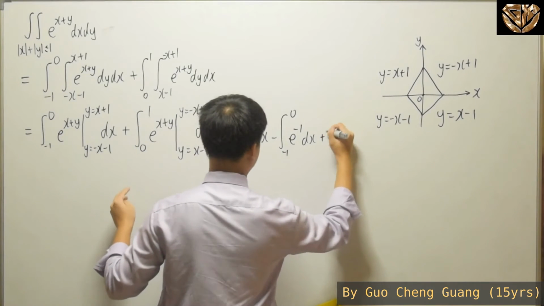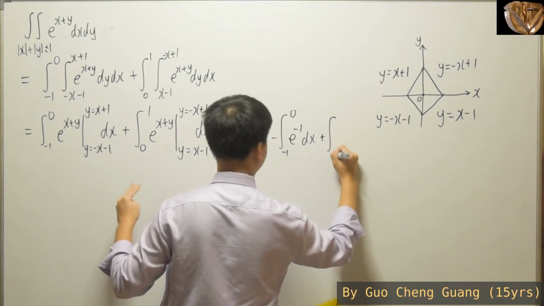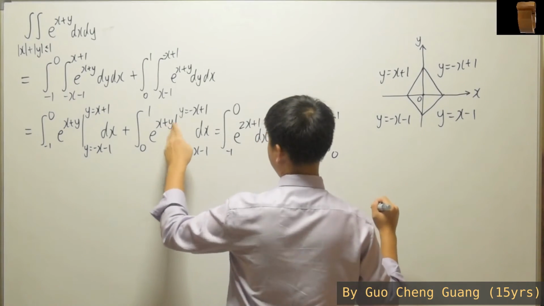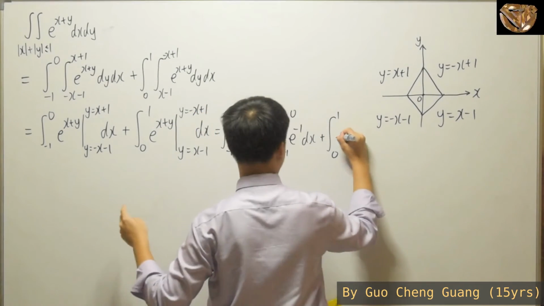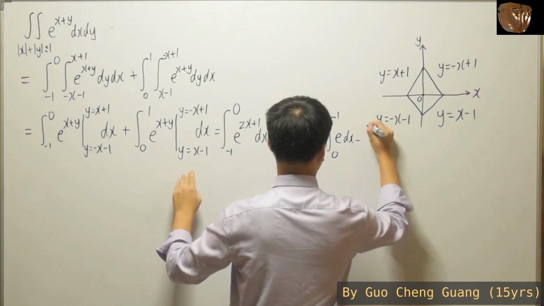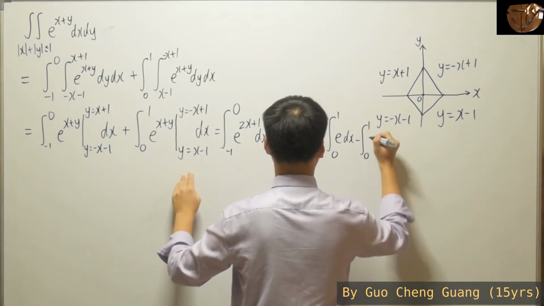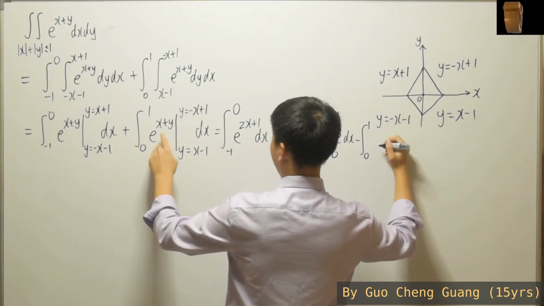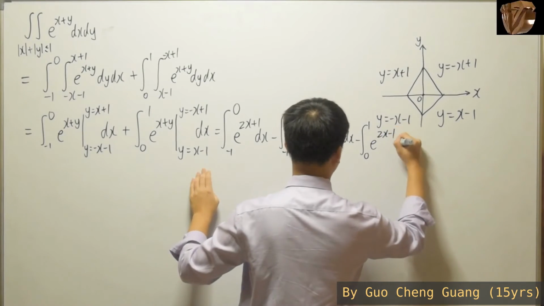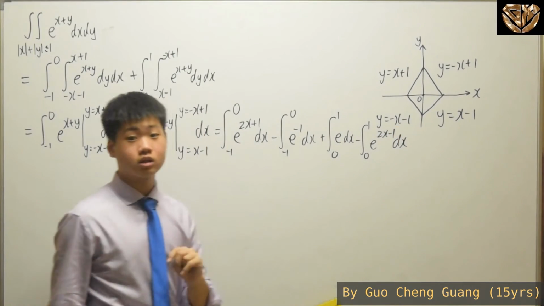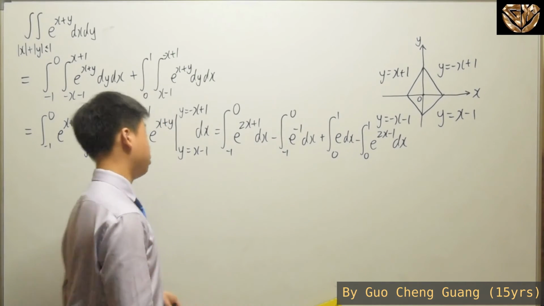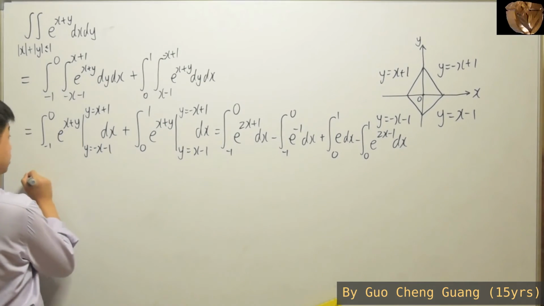For your third term, you are going to have integrate from 0 to 1, e to the power of x minus x plus 1, which is just e, and then dx. For the last term, you're going to have integrate from 0 to 1, e to the power of x plus x minus 1, so e to the power of 2x minus 1, and then dx. So this is what we have to integrate, and they are pretty simple integrations.